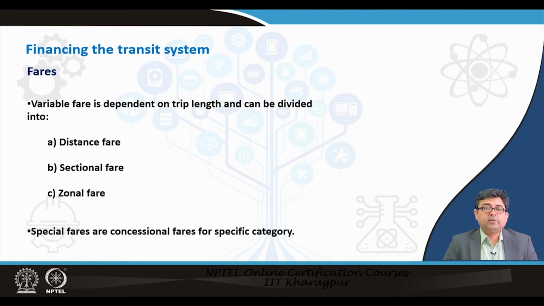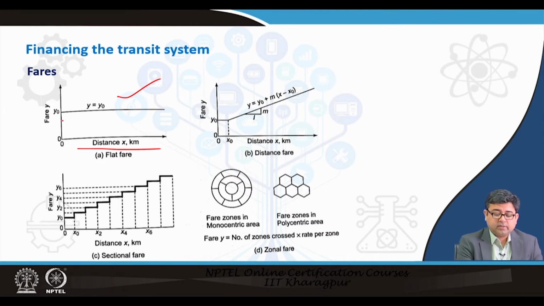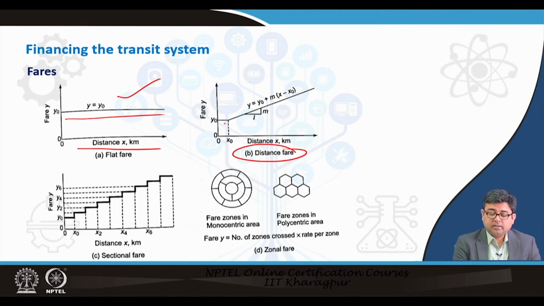Mostly the fares are variable and they are dependent upon the trip length, and they can be classified into 3 broad categories: distance fares, sectional fares or zonal fares, right. So, what are these? This is a chart that shows you a flat fare. Let me get the pen up. This is a flat fare, it does not matter the distance you are traveling, you are always paying a constant rate, and this is a distance based rate, right. So, your fare for a certain distance remains flat, and then it goes up at a certain rate.